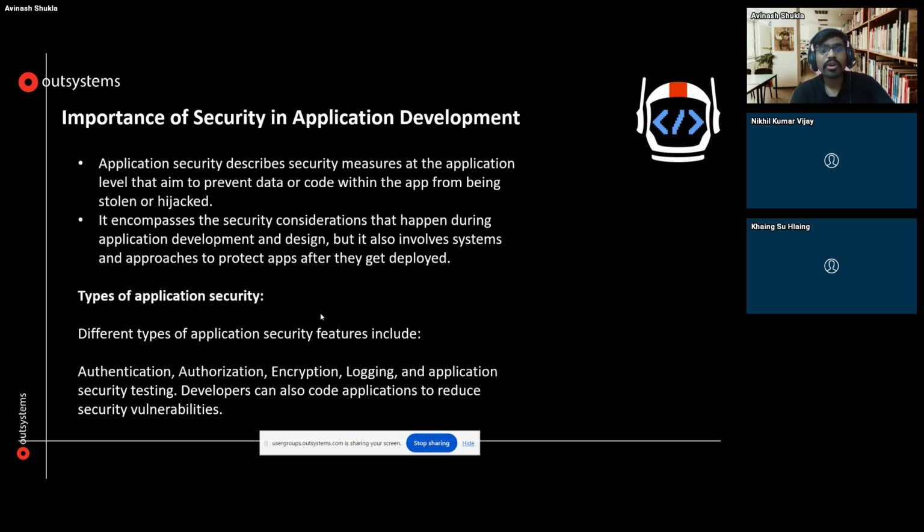Whether we follow any application development phase like SDLC or agile, application security should be the main concentration of the developer, so that the apps can be protected until they get deployed, and even after the application has been deployed, we should provide continuous updates to the security of the application. There are different types of application security features that we can include, such as authentication, authorization, encryption, logging, and application security testing. A developer can make use of these security features as per their requirement.